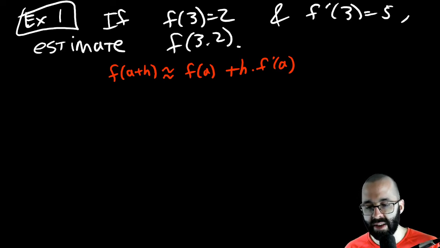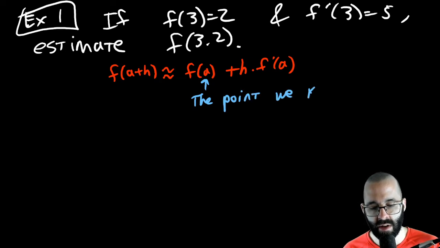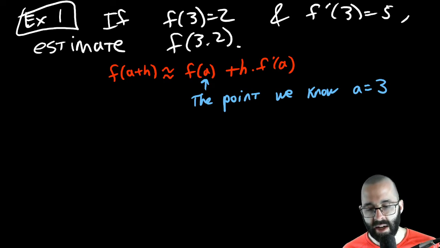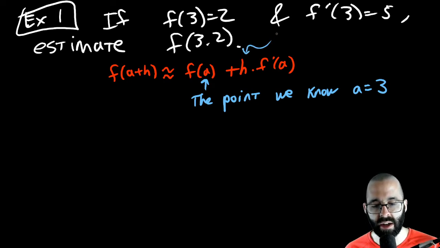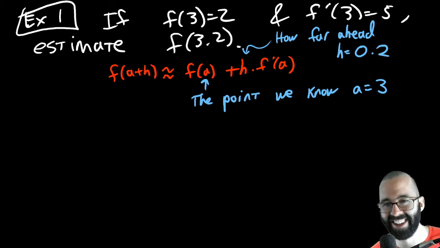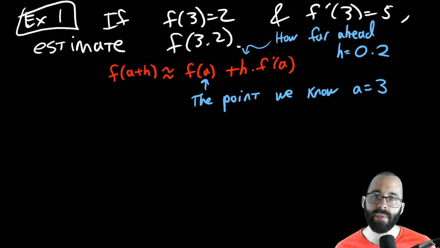So a is the point that we know. So what point do we know? We know things about this function when x is 3. And h is just how far in the future are we looking? How far into the future from 3 are we looking? We're looking at 3.2, so how far ahead is that? Not 0.3, it's 0.2. And if we wanted to look in the past, we could have h be -0.2.